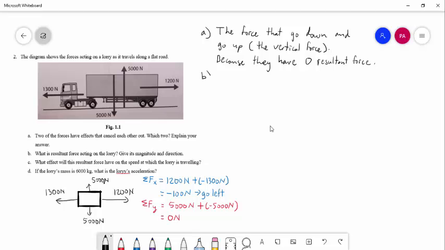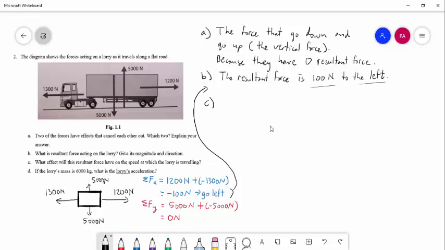B. What is the resultant force acting on the lorry? Give its magnitude and direction. We already calculated, so this one. The resultant force is 100 Newton to the left. This is the magnitude, and this one is the direction.